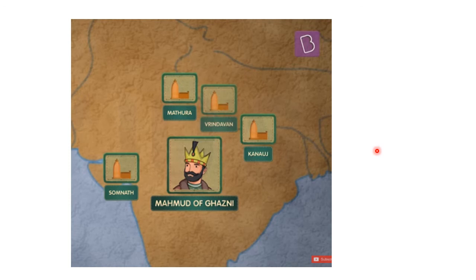Mahmud Ghazni also wanted to know more about India, so he left back a scholar called Al-Biruni, who wrote about India in Arabic in his book, which is called the Kitabul Hind.